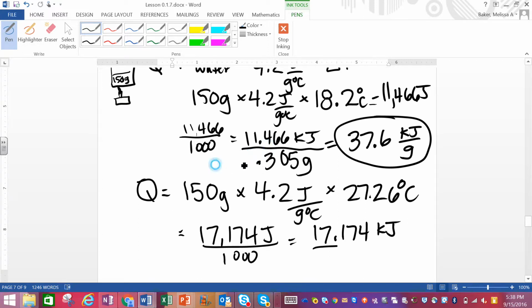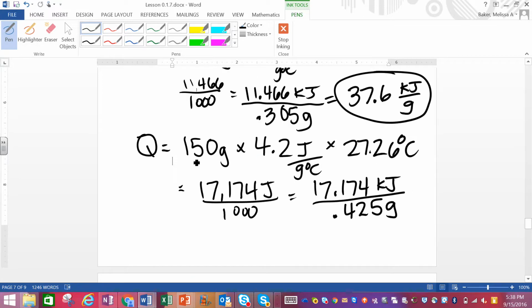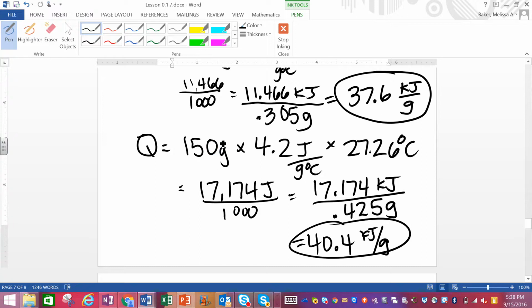Now I want to divide by how many grams of propane actually burned on average. So divide by 0.425 grams. My final answer here is 40.4 kilojoules per gram. That was for propane.